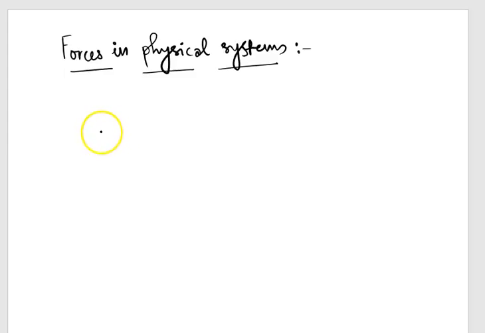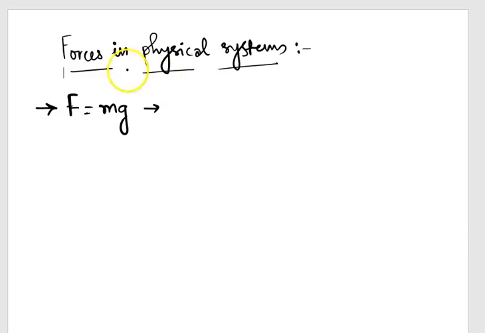All right, hello everyone. In this video, we continue our discussion on different kinds of forces in physical systems. In the last one, the same series, we saw how we could understand projectile motion and classify it under the category of motion under gravity, right? So for motion under gravity, the resultant force is F equals mg, right?